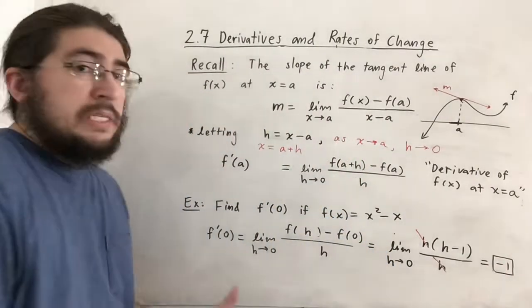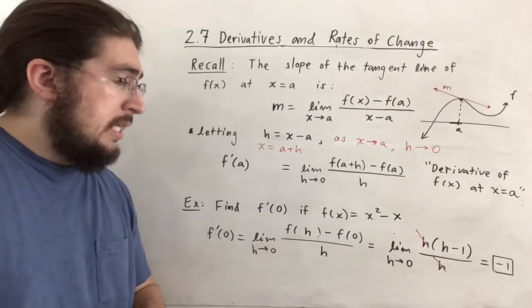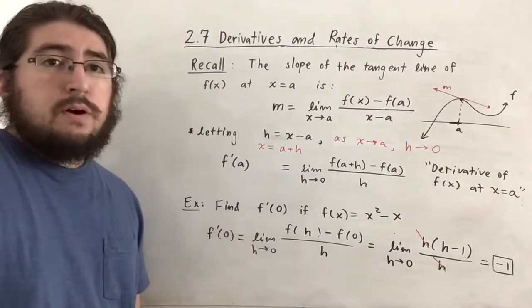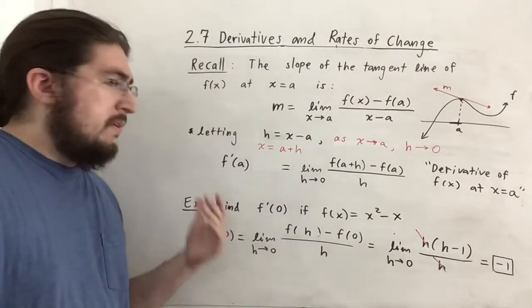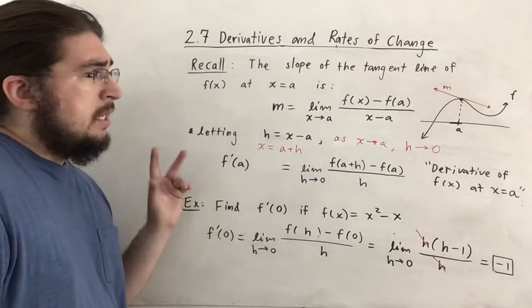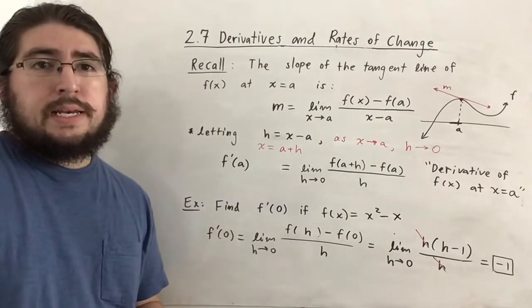So f prime of 0 is equal to negative 1, and what this means is that the slope of the tangent line at x equals 0 is negative 1. We're going to basically do the same thing but with different functions, and we'll actually see 2 more examples before moving on to the next idea.